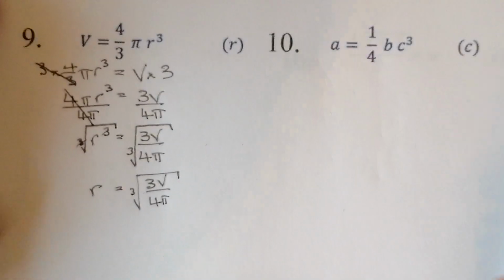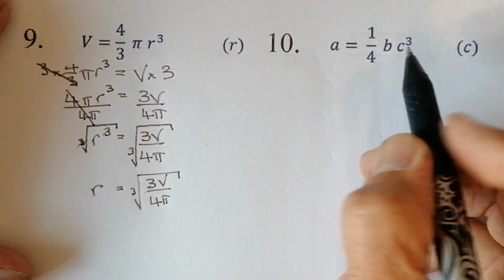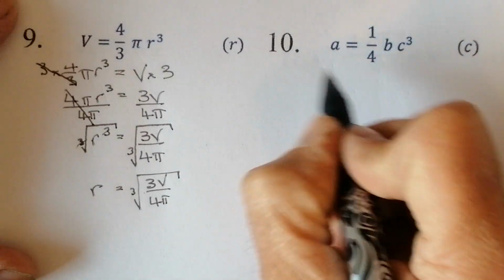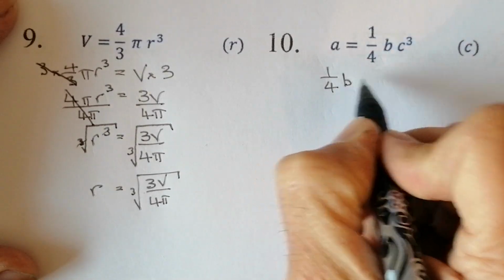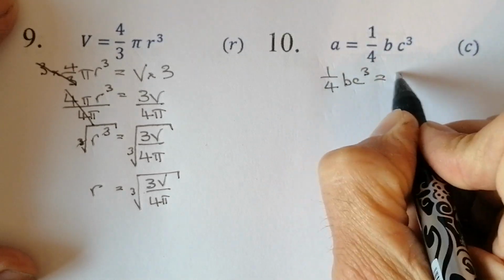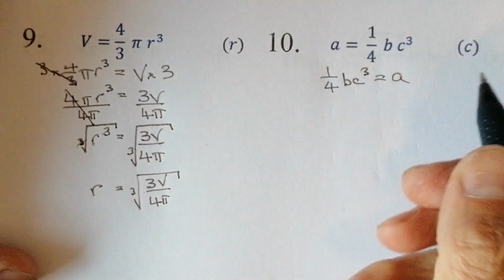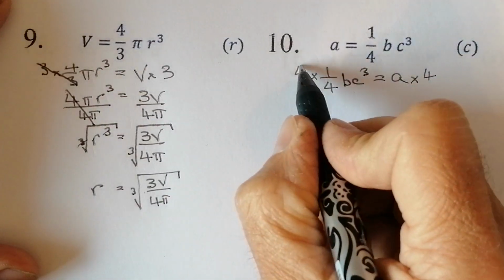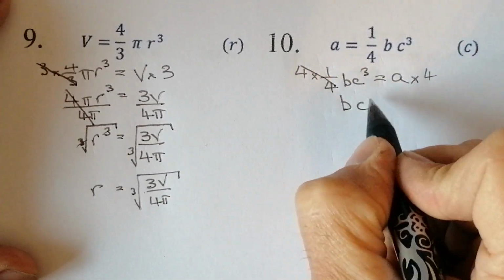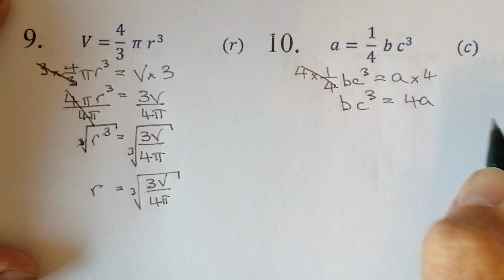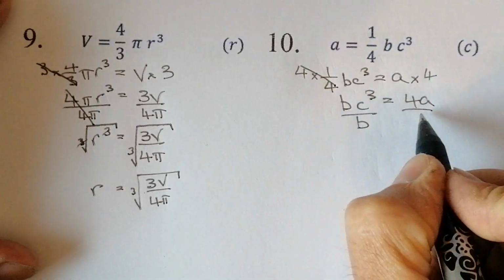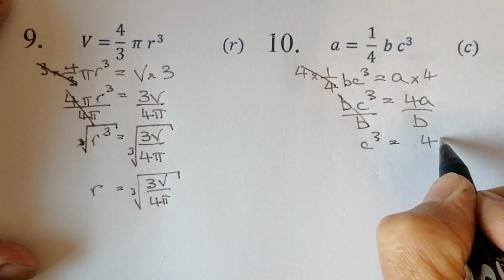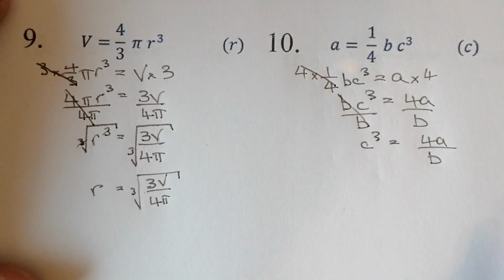Let's look at this question here. Okay, so we're going to try and get C as the subject of the formula. I'm going to swing it round. I don't want a quarter, so I'll times both sides by 4. So just do a multiply by 4. These will cancel out. BC cubed is equal to 4a. I'm going to divide both sides by b to get the b eliminated from this side. And that leaves me with 4a over b on the right hand side.